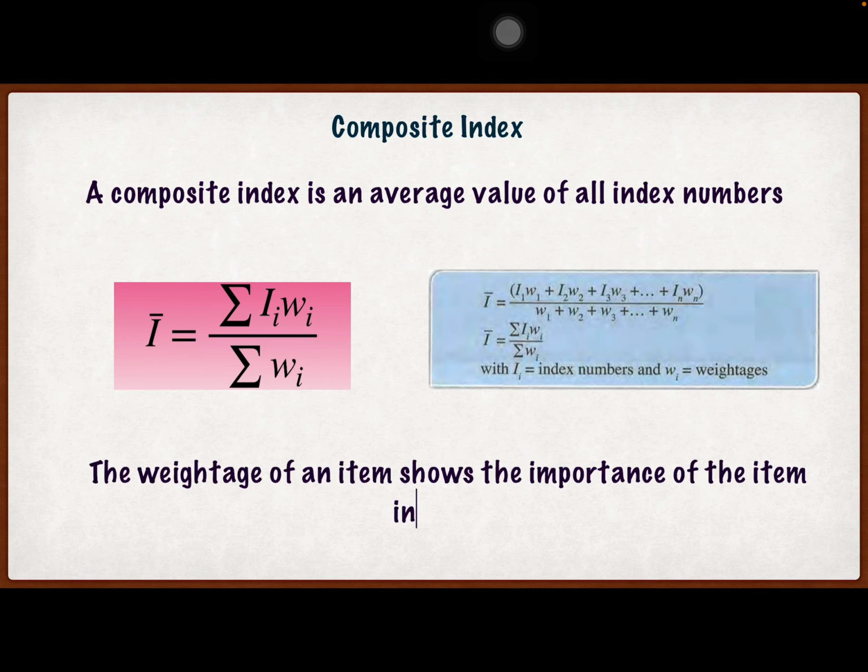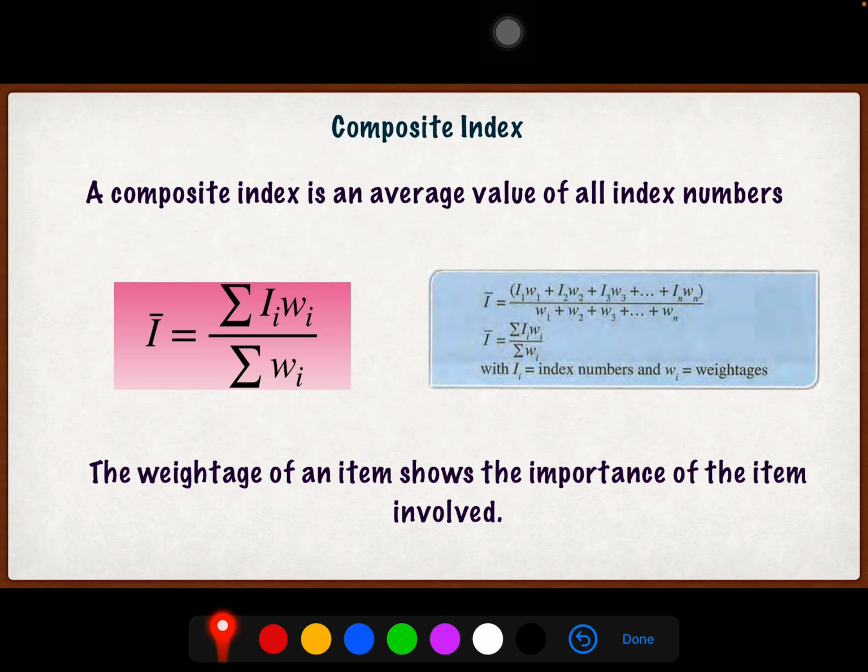So the weightage of an item shows the importance of the item involved. So it can be in any form, either ratio or given to you as a pie chart or given to you as a bar chart.